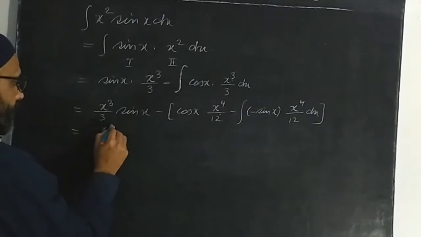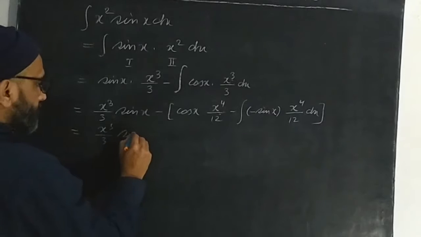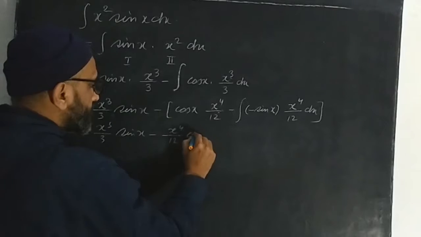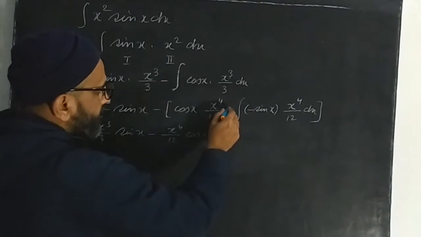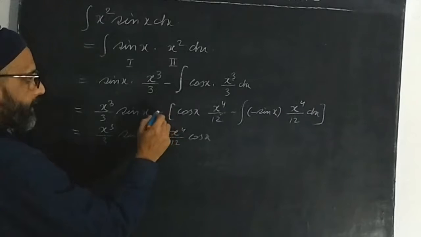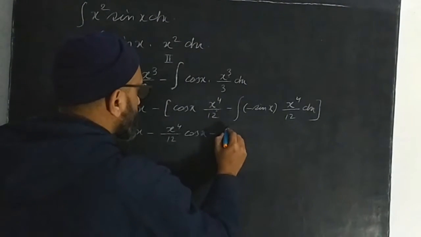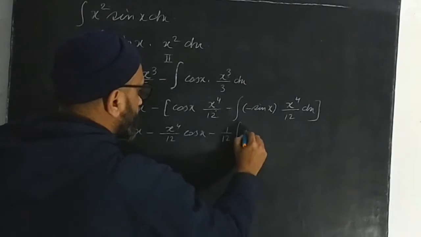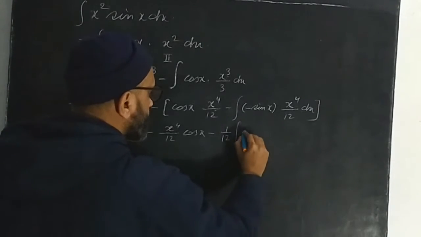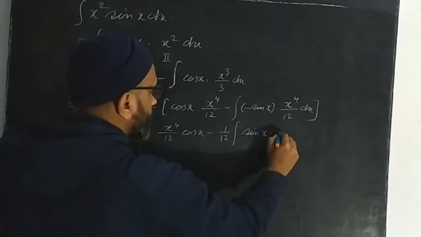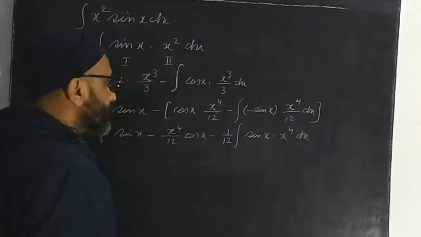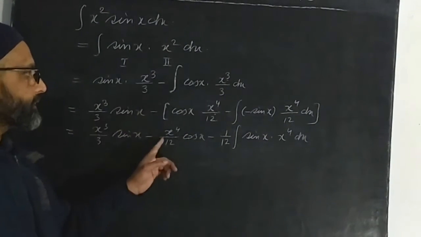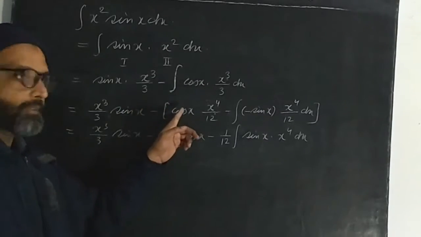Now if we open it up, we get x cube upon 3 sin x minus x raised to the power 4 upon 12 cos x, and this minus into minus becomes plus, and when we open this bracket again it becomes minus, so minus 1 upon 12 integral of sin x into x raised to the power 4 dx. So as we observe, in every step the power of x is going to increase.